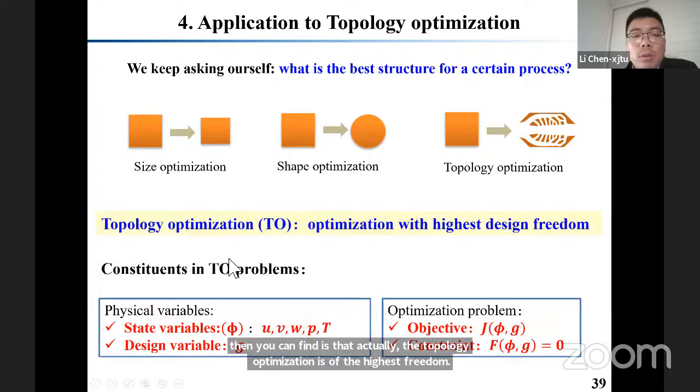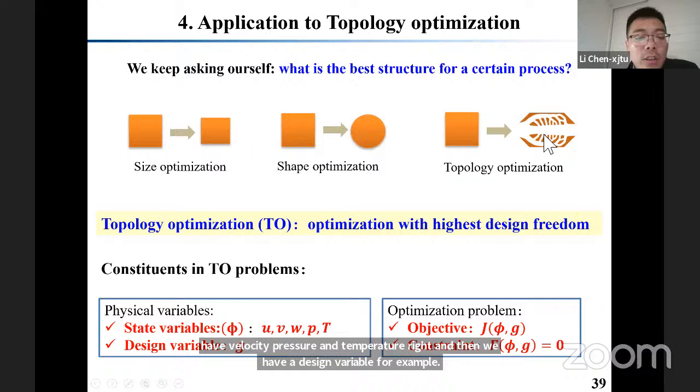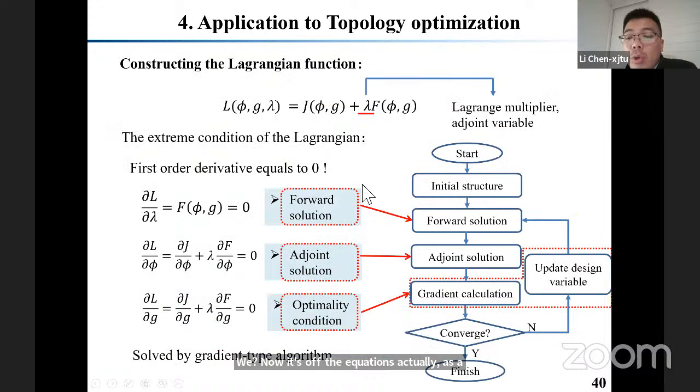The basic idea of topology optimization is as follows. We have state variables; for example, for fluid flow and heat transport, we have velocity, pressure, and temperature. Then we have a design variable to indicate which part should be solid and which part should be fluid in a domain. We have an objective function; for example, we need to minimize the pressure drop, or we want to maximize the heat transfer coefficient. And we have constraint functions; for the fluid flow and heat transfer problem, the governing equations are the constraint equations. So in our group, we developed a gradient-based optimization method using the Lagrange function method.